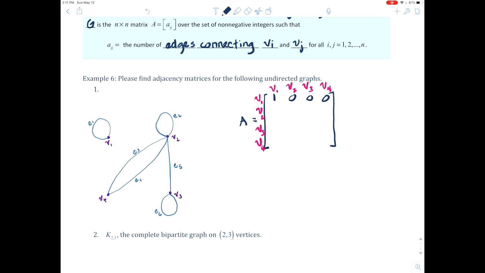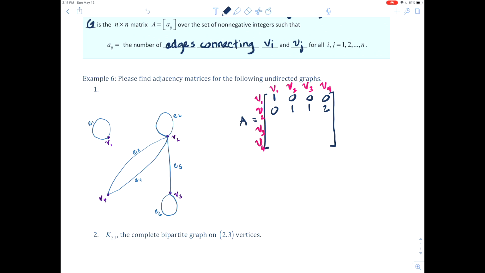Okay, so now V2 to V1 is 0. And V2 goes to itself, that's edge 2. So we've got one edge, right, from V2 to itself. Now from V2 to V3, we have one edge. And from V2 to V4, do you see we have 2 edges, E3 and E4? So we'll put 2 there.